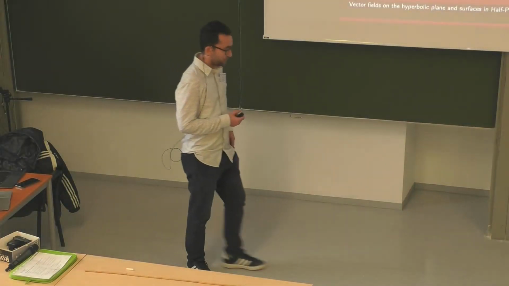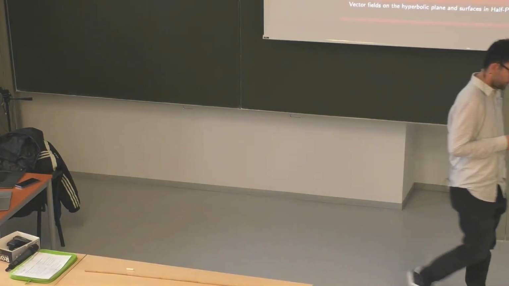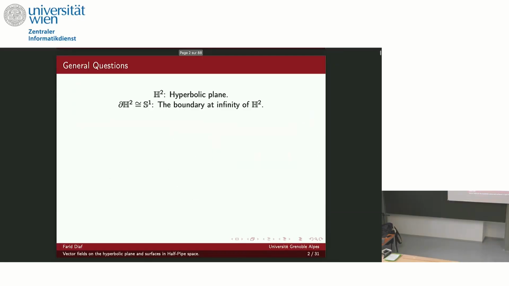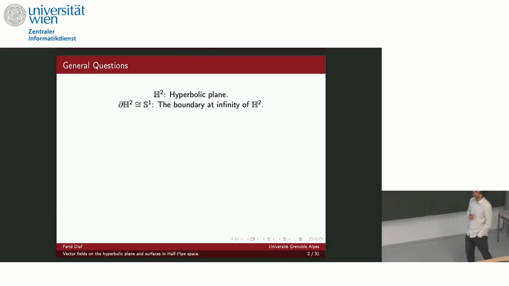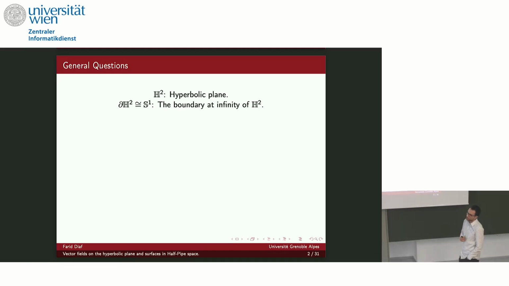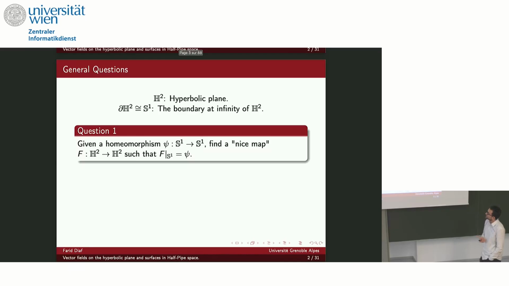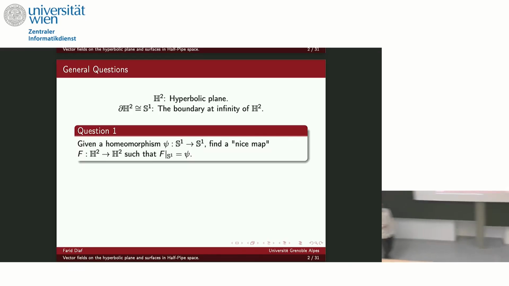So today we'll talk about part of my PhD thesis. So let me start by stating some general question, and then we will see what we could do. So the setting is as follows. Let H2 be the hyperbolic plane. For those who don't know, it's a unit disk in the plane. The boundary of the disk is S1. And then we have the following question. We pick a homeomorphism of S1, and then we want to find a nice extension of this homeomorphism to the hyperbolic plane.